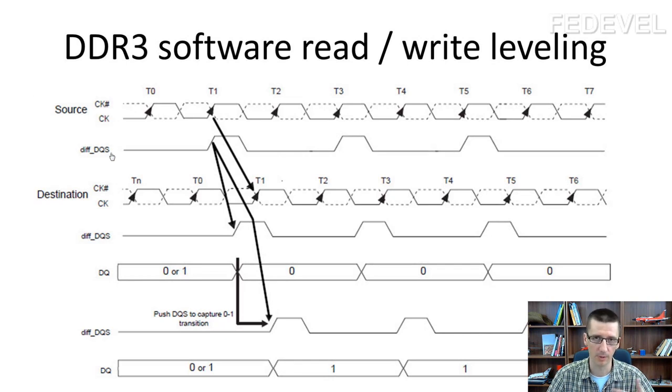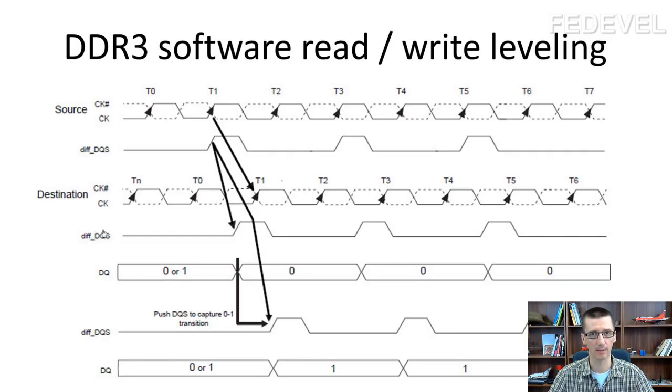From the source, from the processor, clock and DQS signals will start together. You can see here. But when they arrive at a memory chip, they will arrive at different times. Why? Because the distance is different. So what do you think? What will arrive first? DQS signal.